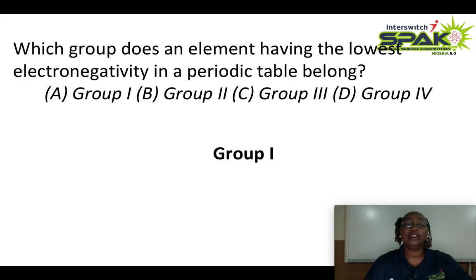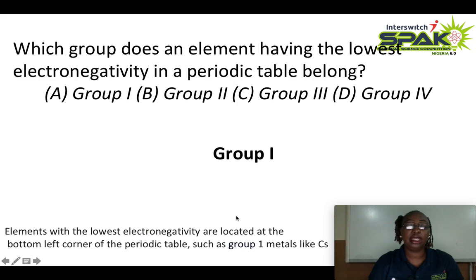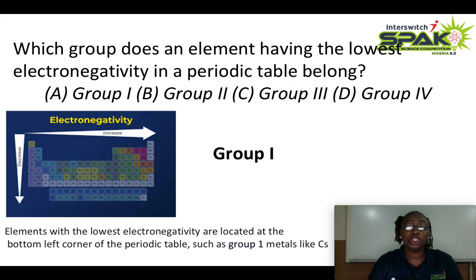Which group does an element having the lowest electronegativity in the periodic table belong to? The answer is group 1. Elements with the lowest electronegativity are located at the bottom left corner of the periodic table, such as group 1 metals like cesium. Electronegativity increases across the period and decreases down the group, so you find the lowest electronegativity on this side.